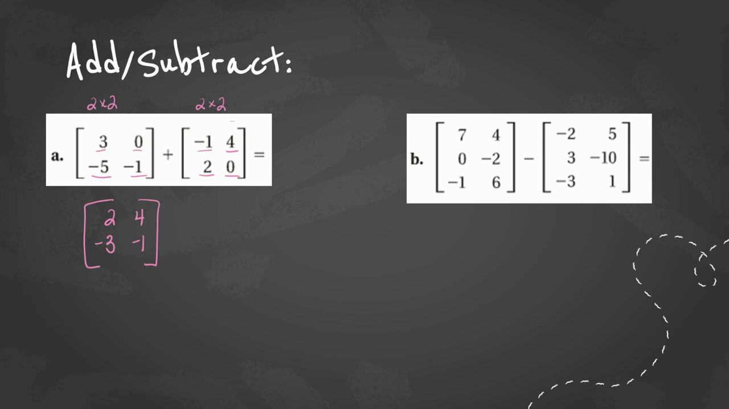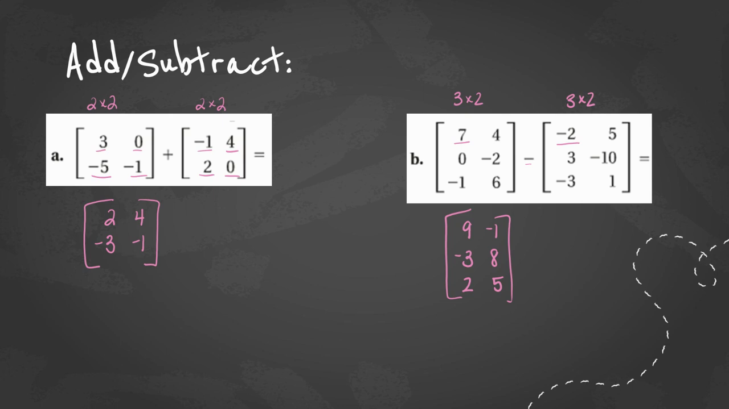Try this next one. See what you can come up with. Don't forget to compare the dimensions first. So hopefully you noticed that the dimensions were a 3 by 2 and a 3 by 2, which means that we are okay to subtract. So then when you do that, you get 9, -1, -3, 8, 2, and 5.